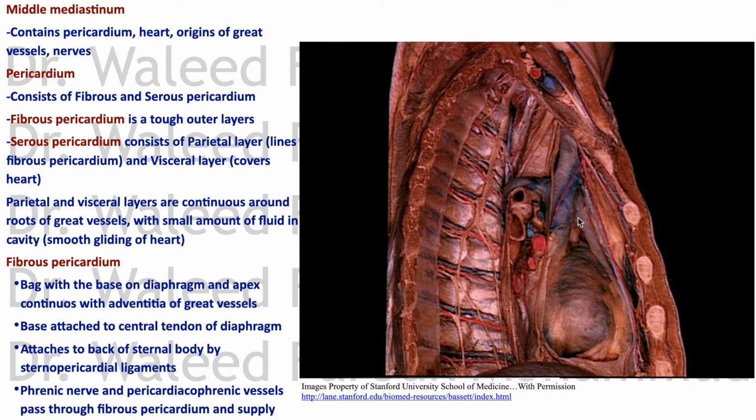And you will find the phrenic nerve and the pericardiacophrenic vessels accompanying the phrenic nerve embedded in the wall of the pericardium and supplying it. So the fibrous pericardium is supplied by the phrenic nerve. Remember this, okay? Because sensations taken by different nerves means pain referred to different areas. This is why you should know the nerve supply.